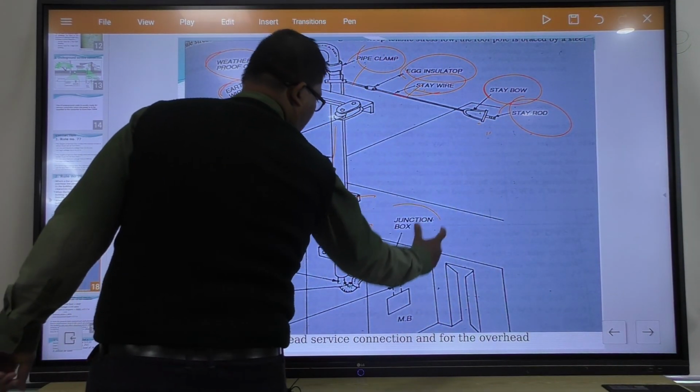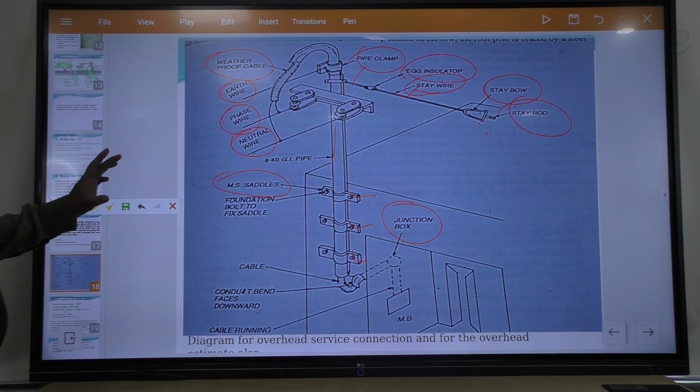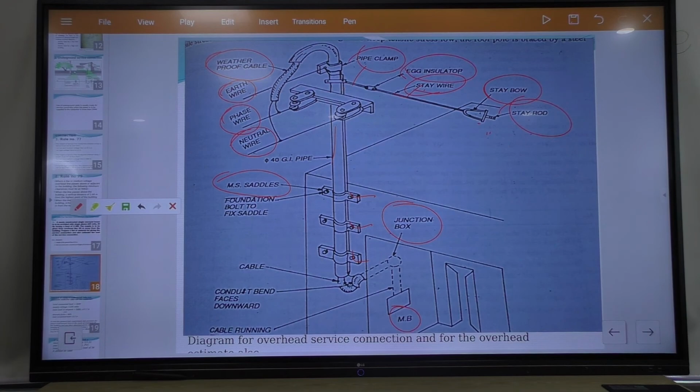And this is the junction box. The junction box is taken for the N terminal connection, and this is the main board. This is the arrangement of this single storey building.